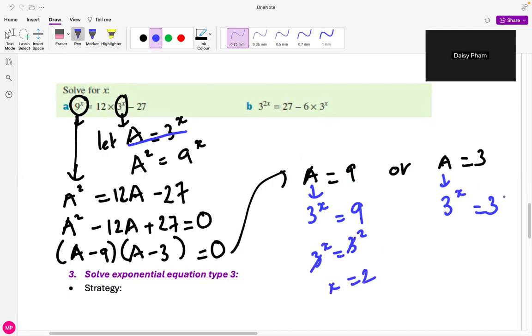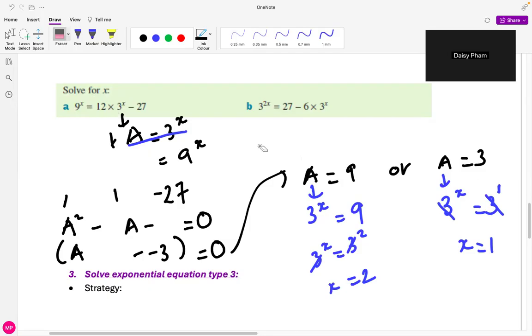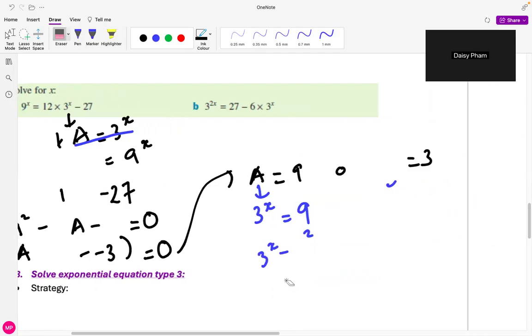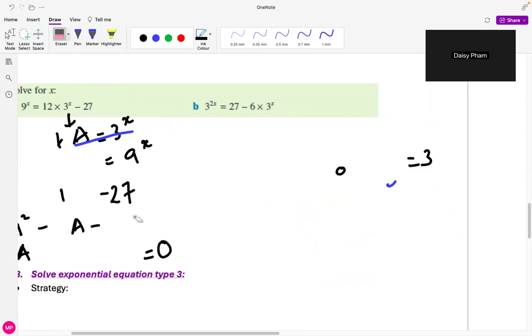And 3 to the power of x equals 3. So we know 3 to the power of 1. So 3 and 3 cancel out, so x equals 1. So we end up having two solutions. So this is the first example.